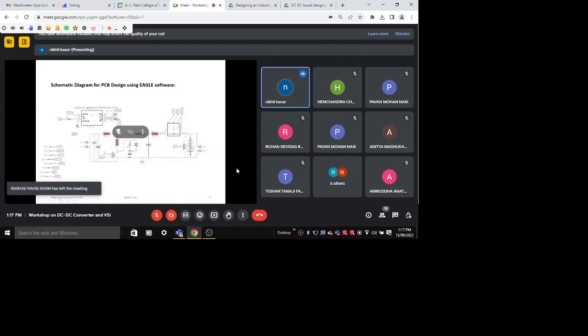Okay, simple IC. You can see the ground pin, then there is the VCC pin, 12 volts, and then there is a capacitor. So here it is a low side driver. This is a low side driver. What is a low side driver?